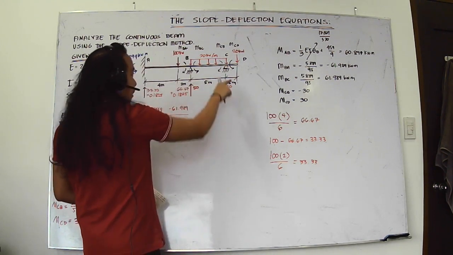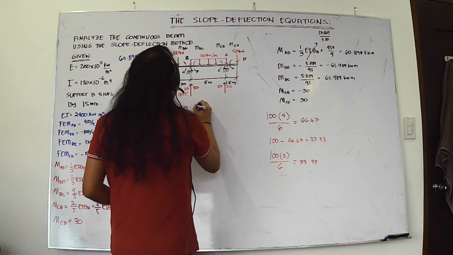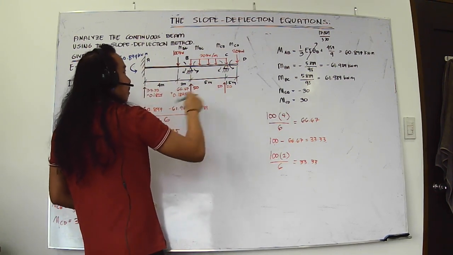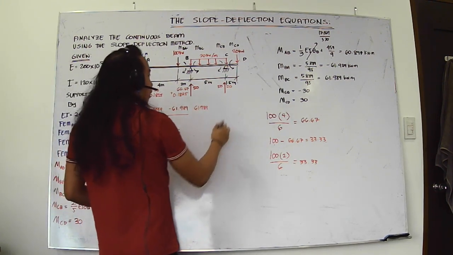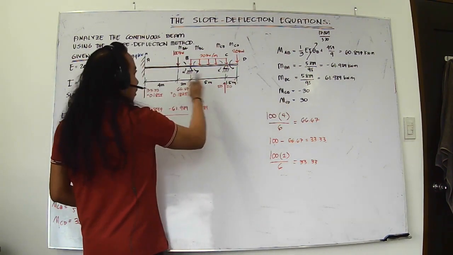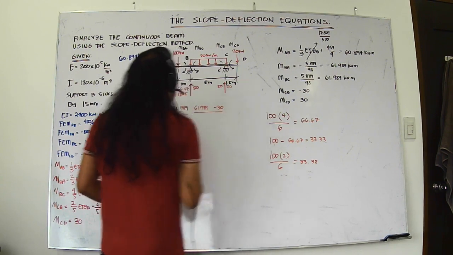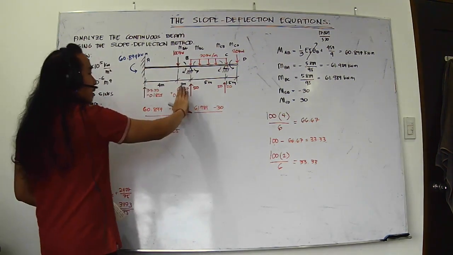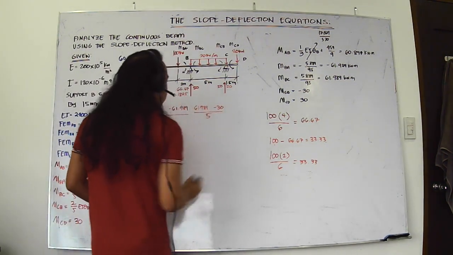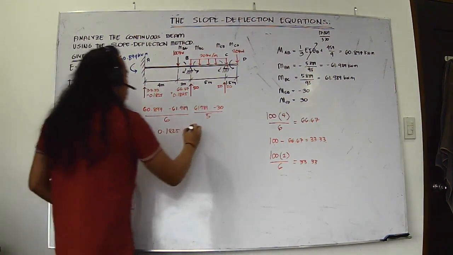How about B and C? We have 61.989, BC, and 61.989. The one at CB is negative 30. Both are opposite in signs. What is the distance in between them? That's 5.